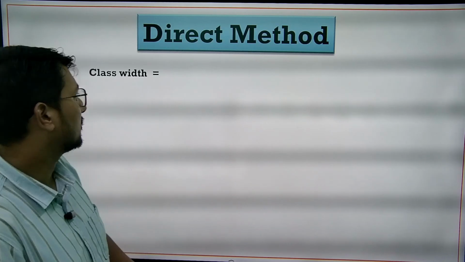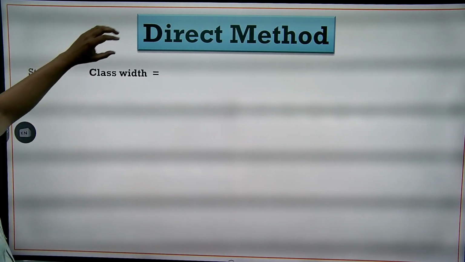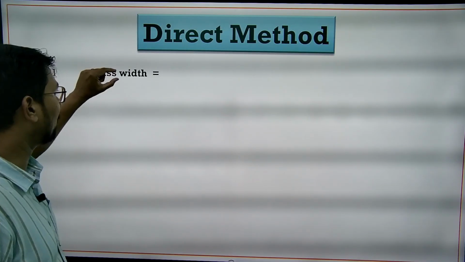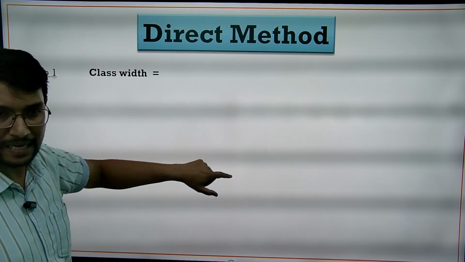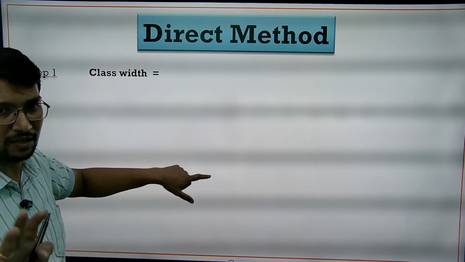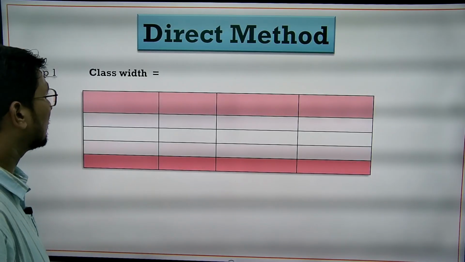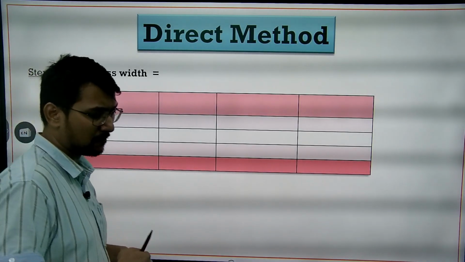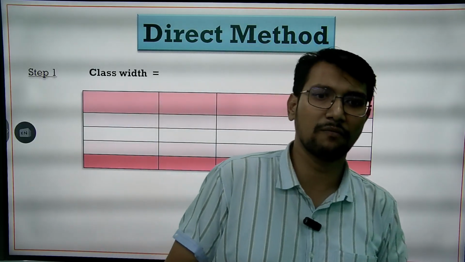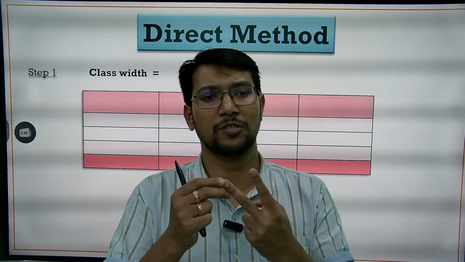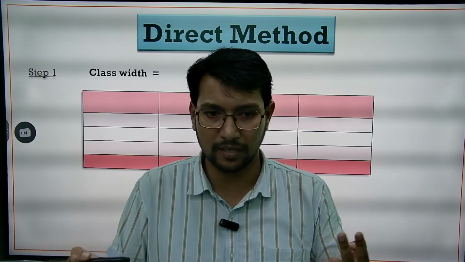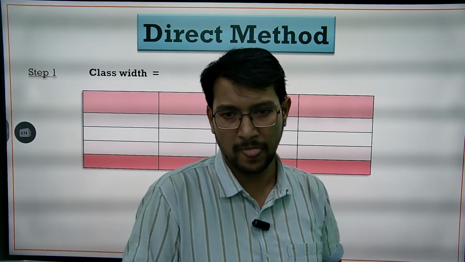So step one for finding the mean by the direct method: find the class width. And how to find it, I already told you. Then, students, whenever a question is asking about the mean, the question will give you some data. If the question is asking for finding the mean, some data should be provided by the question.